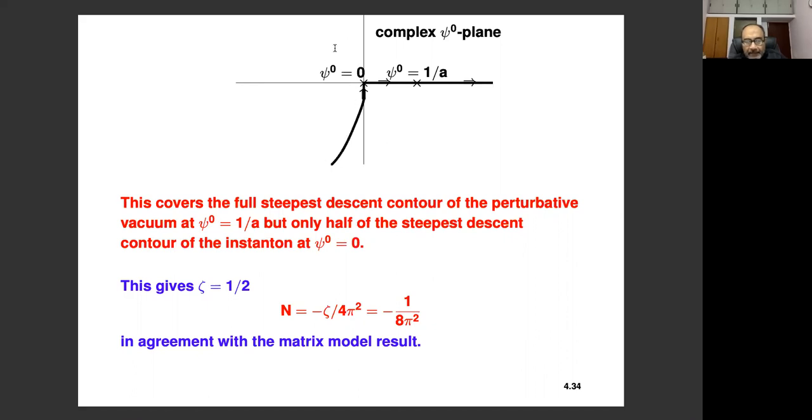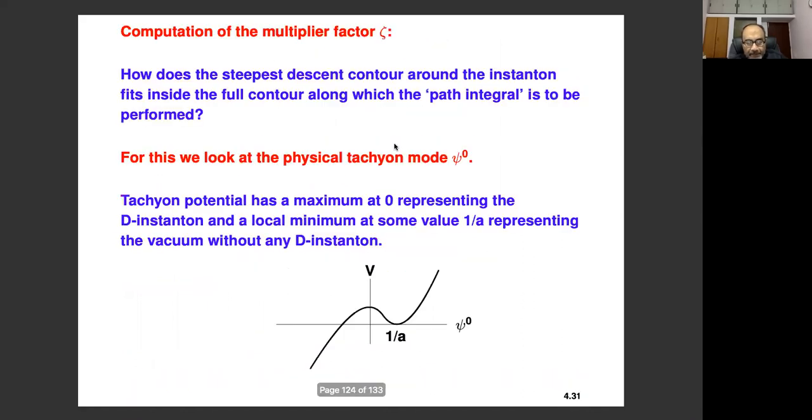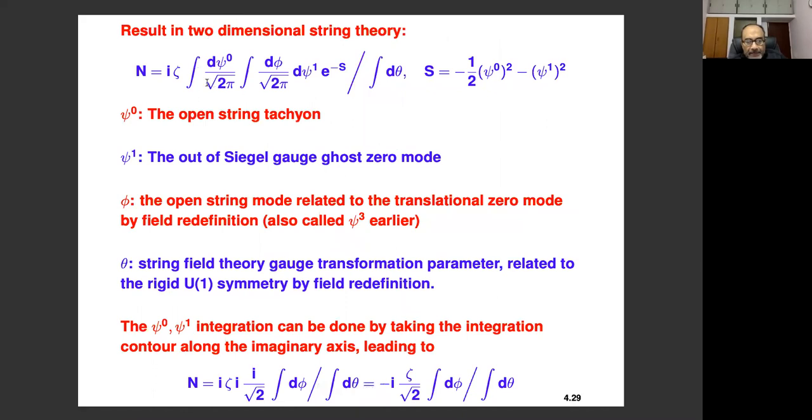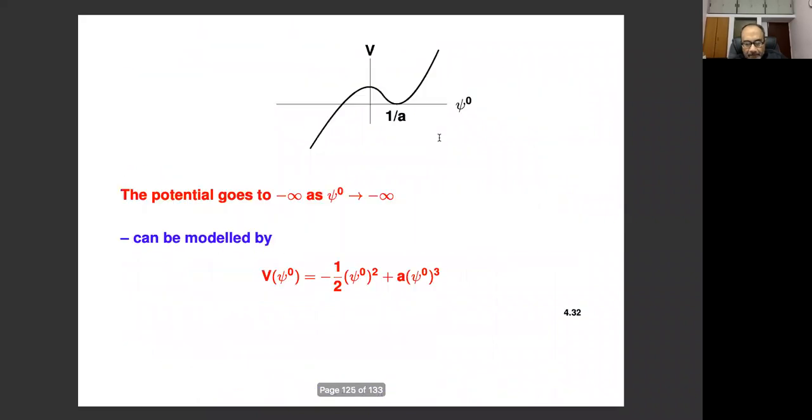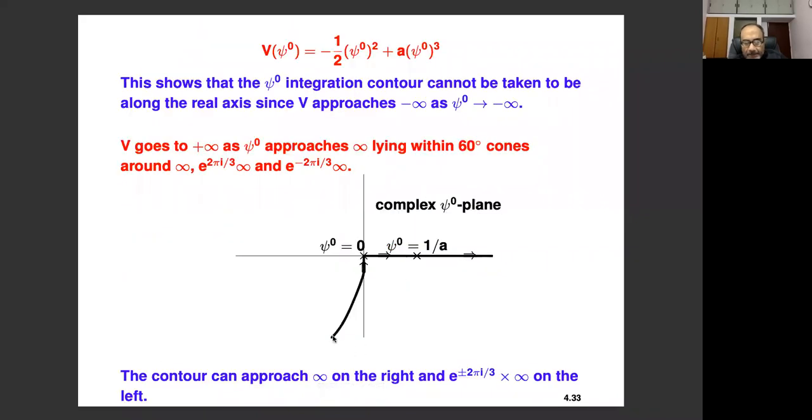And indeed, you can see this because when we did this integration over the tachyon, over the psi 0, I said that I can do the psi 0 integral from minus i infinity to plus i infinity, right? That's what gave rise to this i over here. Whereas what that picture is telling us is that you shouldn't integrate from minus i infinity to plus i infinity, you should really integrate from minus i infinity to 0. From this perspective, it's only half of the steepest descent contour that you should include.